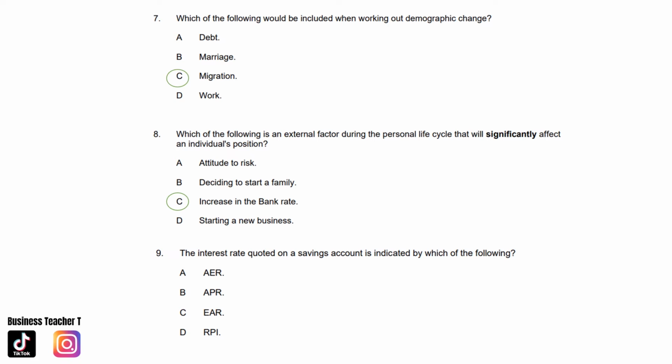Question number 9. The interest rate quoted on a savings account is indicated by which of the following? Is it A, AER, B, APR, C, EAR, or D, RPI? And the answer is A, AER.